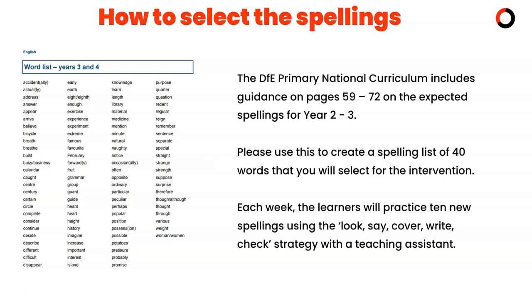So how to select your spellings. We advise that you use the DfE National Curriculum Guidance on pages 59 to 72 for the expected spellings. You can use this to create a list of 40 words that you will select for the intervention. And then each week the learners will practice a minimum of 10 new words using the look, say, cover, write, check strategy with a teaching assistant.